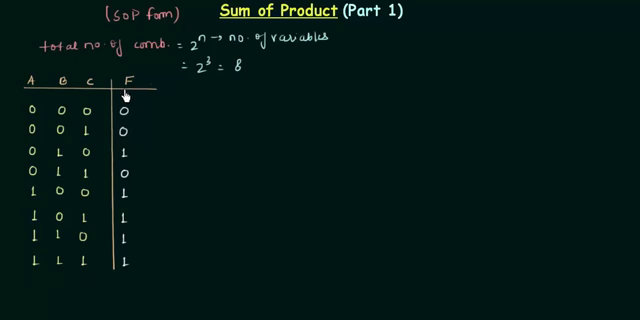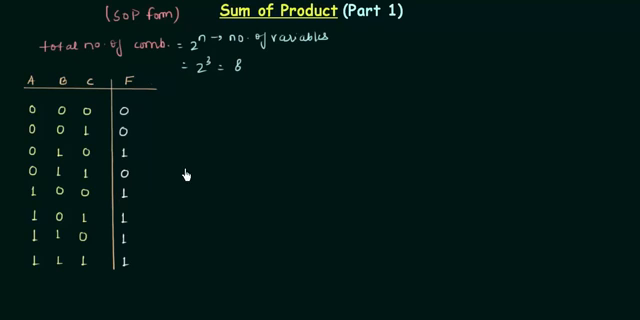F is the output of this truth table, and this is our function, and I have already written the value of the function for these different combinations. For the first combination, when A is low, B is low and C is low, the function is also low, and in the same way it is low, high, low, and for the last 4 cases it is high.